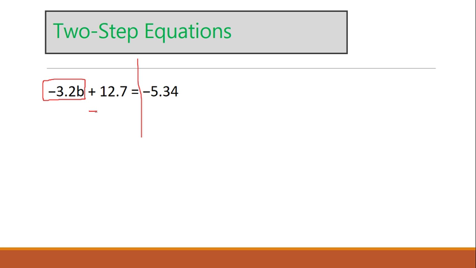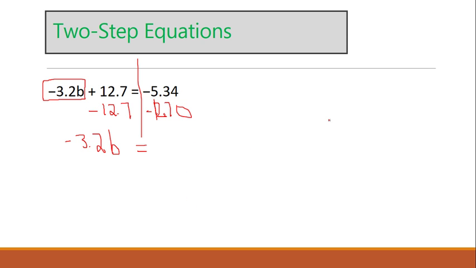So I'm going to do the opposite of adding 12.7, which is to subtract 12.7 from both sides. Then on the left-hand side here, we only have negative 3.2 multiplied by b is equal to, and I know that's a little hard to write there, but it's negative 12.7.